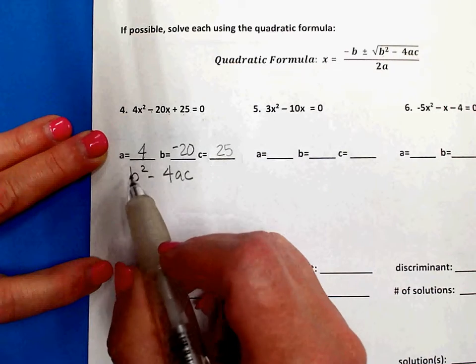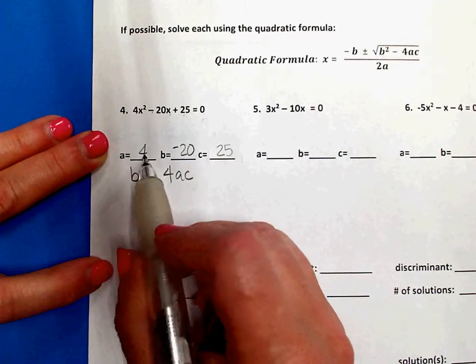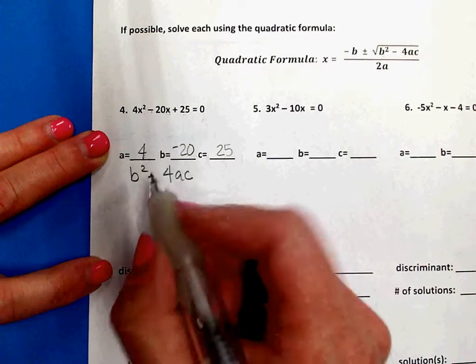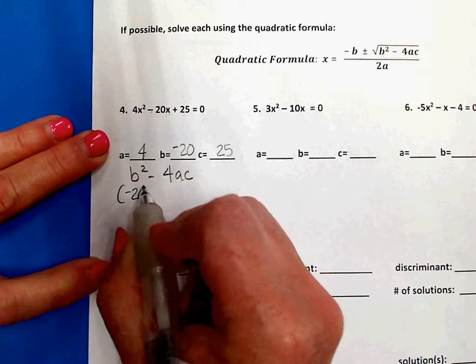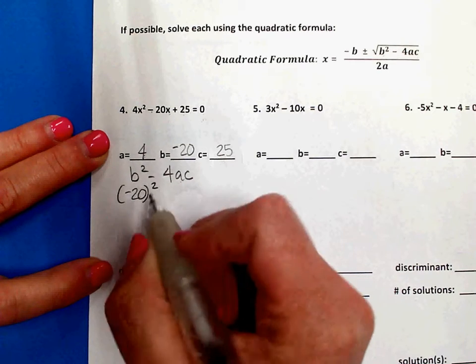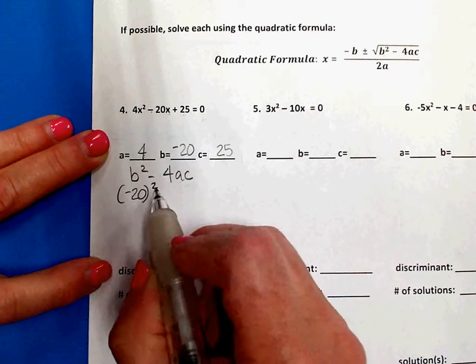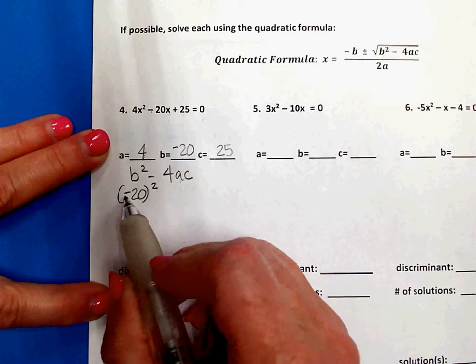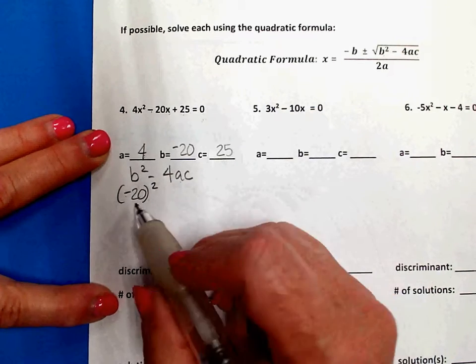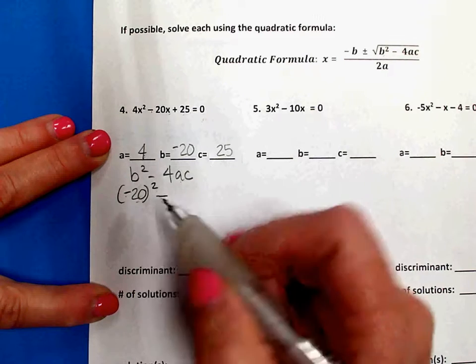Be sure you don't put the 4 here. 4 is your value for a. It goes here. So b is negative 20. When you enter that into your graphing calculator, you should always put parentheses around it with the squared sign on the outside so that your calculator understands that the negative also gets squared. So here's b squared minus 4.